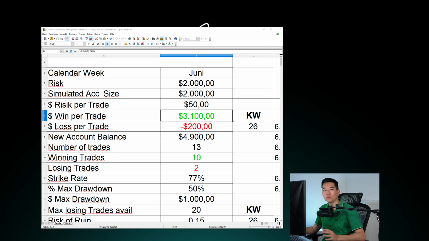Today we're talking about a student that made $2,900. That means he had 10 winning trades, he had 2 losing trades. And the interesting thing is that even if he would have had 9 losing trades and only 2 winning trades, he would still make money, because we use something that is called the risk-reward ratio.